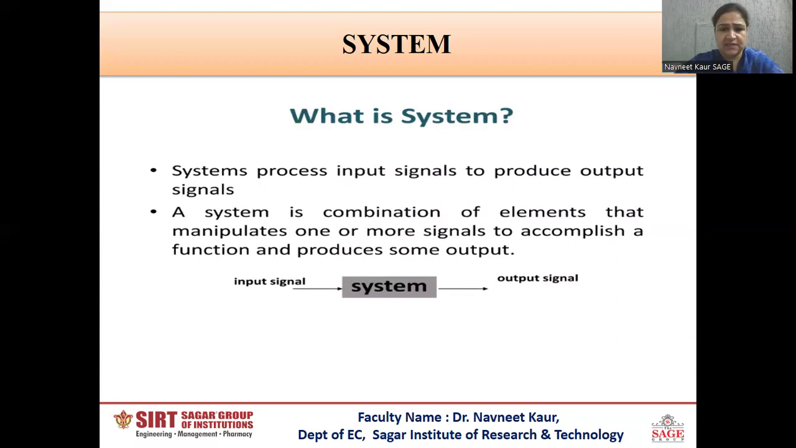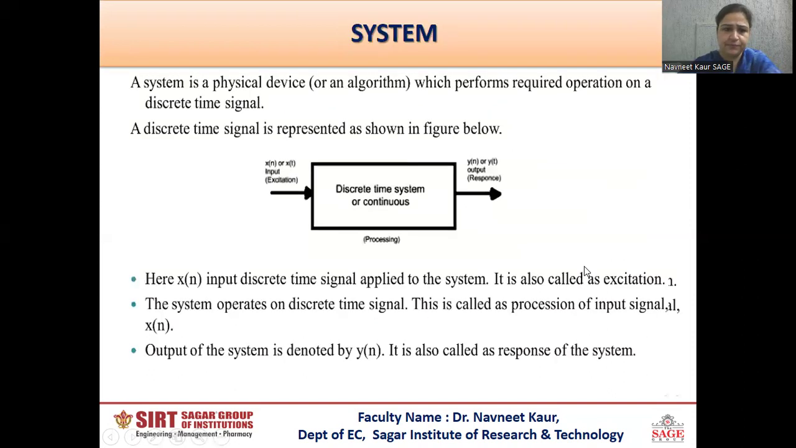Now, first, what is a system? A system is a combination of elements that process one or more signals to accomplish a function and produce some output. A system processes an input signal to produce a desired output signal. Suppose I give an input signal to the system, and some algorithm or process acts on this input signal, and as a result, we get an output signal.